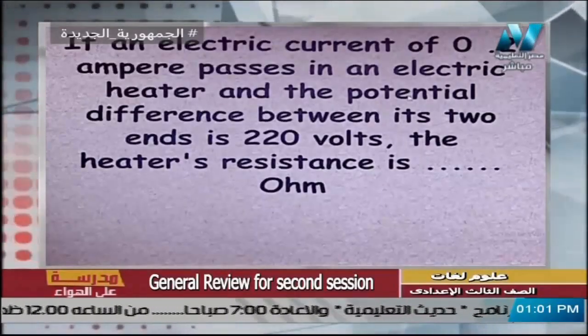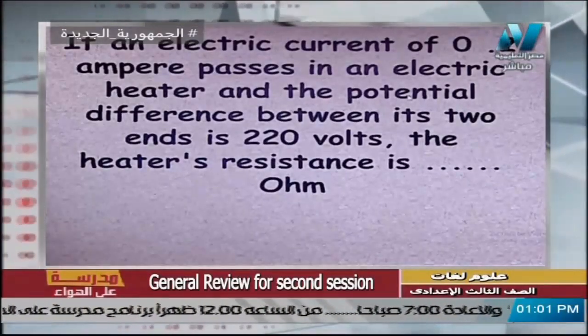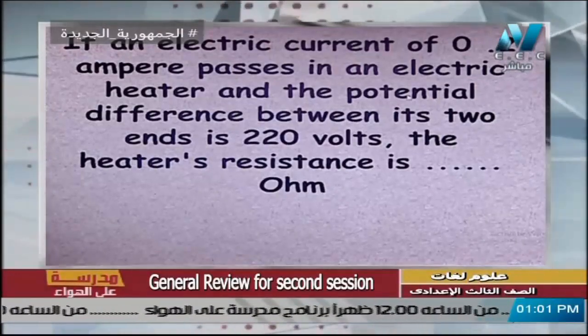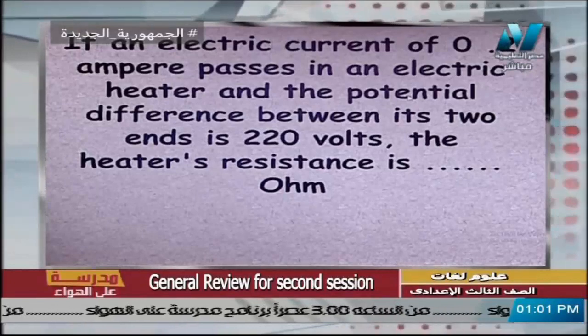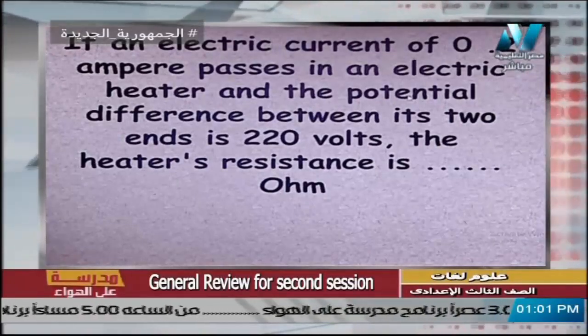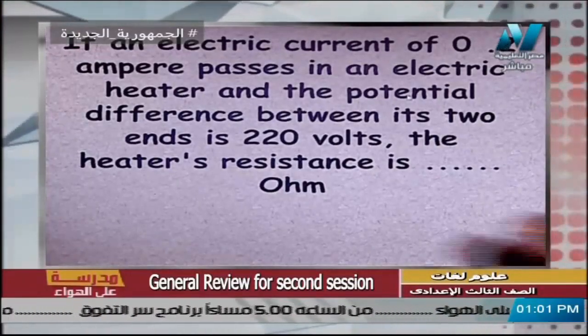It's a question, or it's a problem of electricity. If the electric current is 0.2 ampere passing in an electric circuit or electric heater and the potential difference between its two ends is 220 volt, the heater's resistance is what ohm?